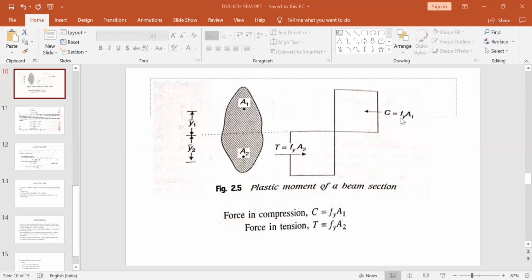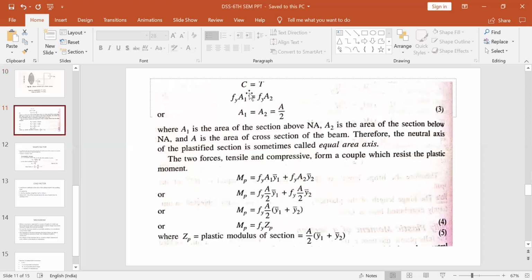So what is the force? Stress into area. Since it is fully yielded, what is the stress here? Fy, the yield stress. This is also Fy. So what is the compressive force here? Fy into A1, and the tension force here is Fy into A2. Now for equilibrium, for a balanced section, tension and compression will be equal. That means Fy into A1 will be equal to Fy into A2. That means A1 will be equal to A2.